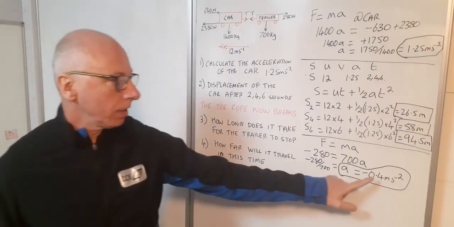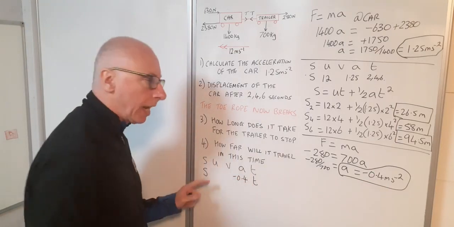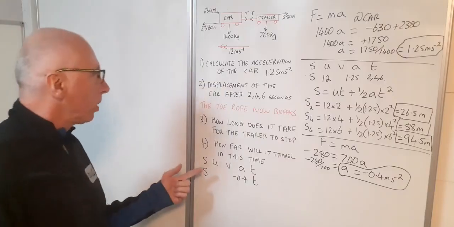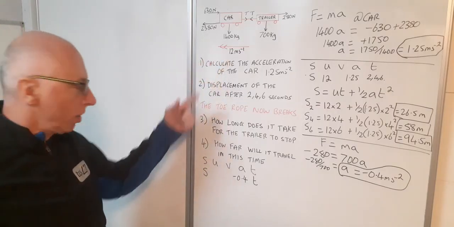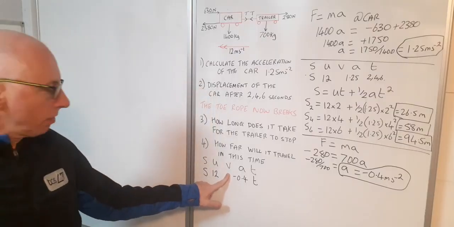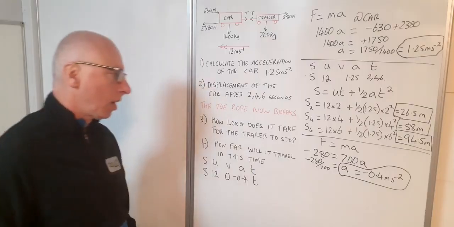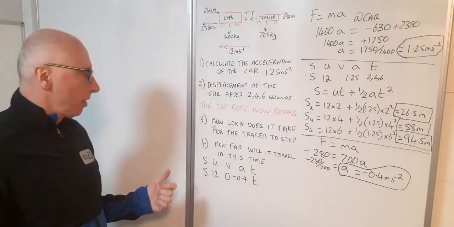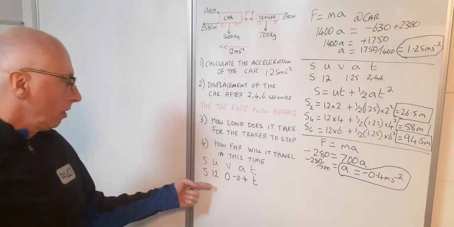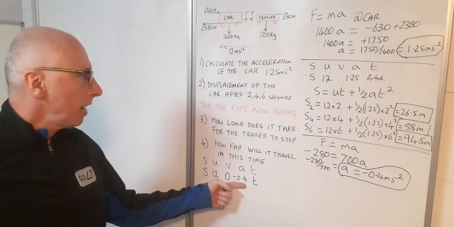Well, A we've got, that's minus 0.4. And U and V. So what is our U and V? So U is going to be 12 because that's what happens at the start of the string breaking. And V is going to be 0 because it's going to come to a stop. So that's what we've got. Okay. So now we need to find our S and our T. Well, we've got a U, a V and an A.